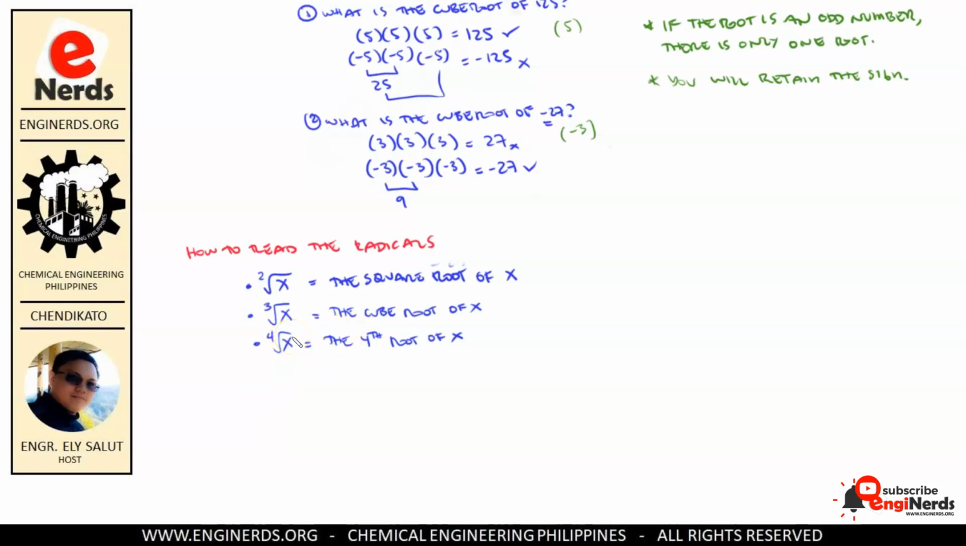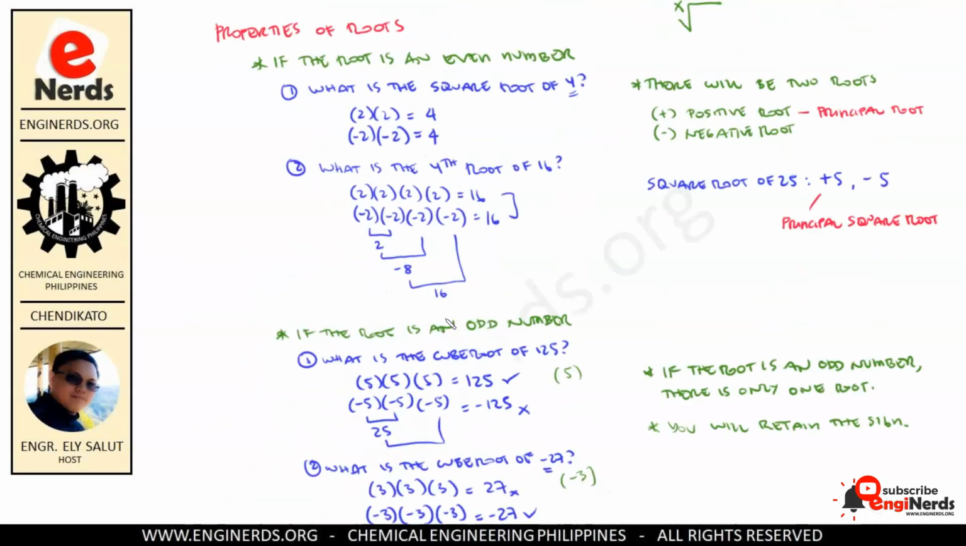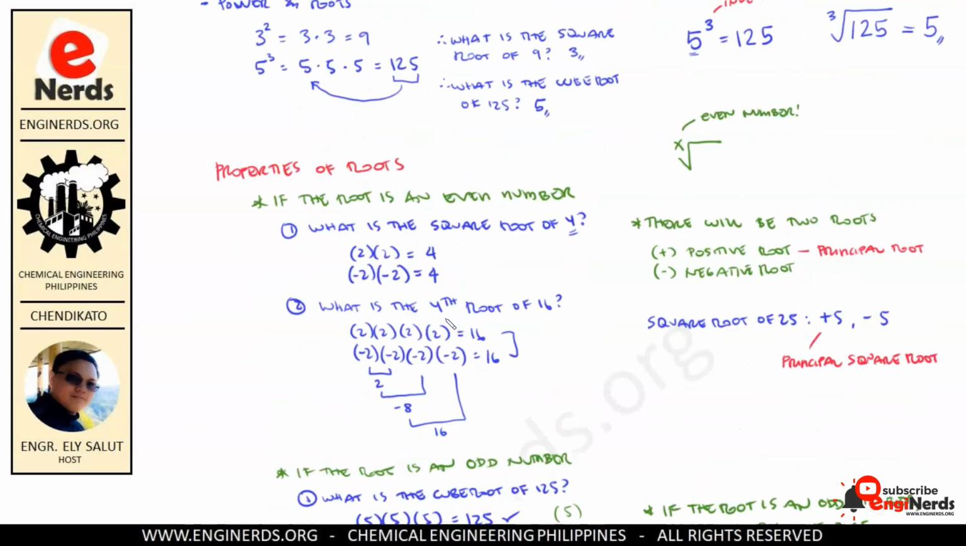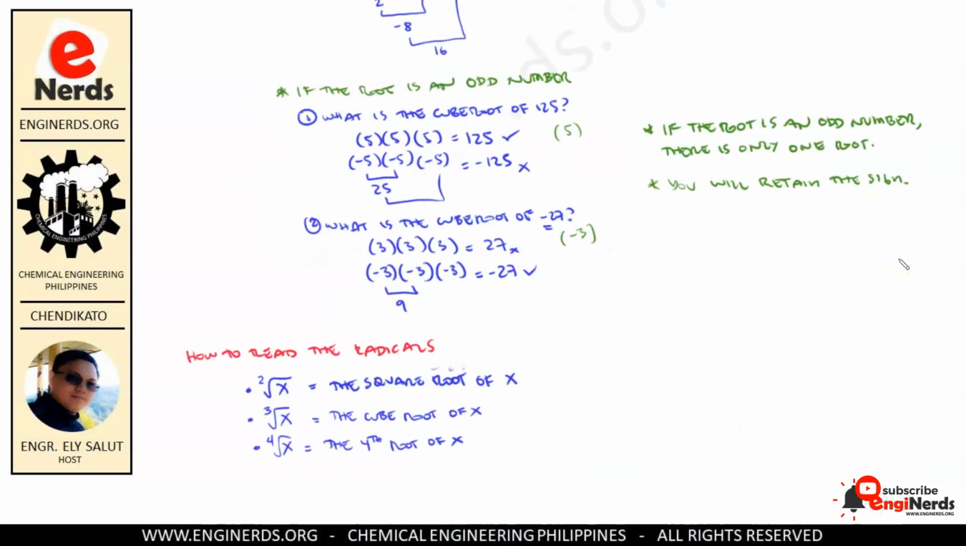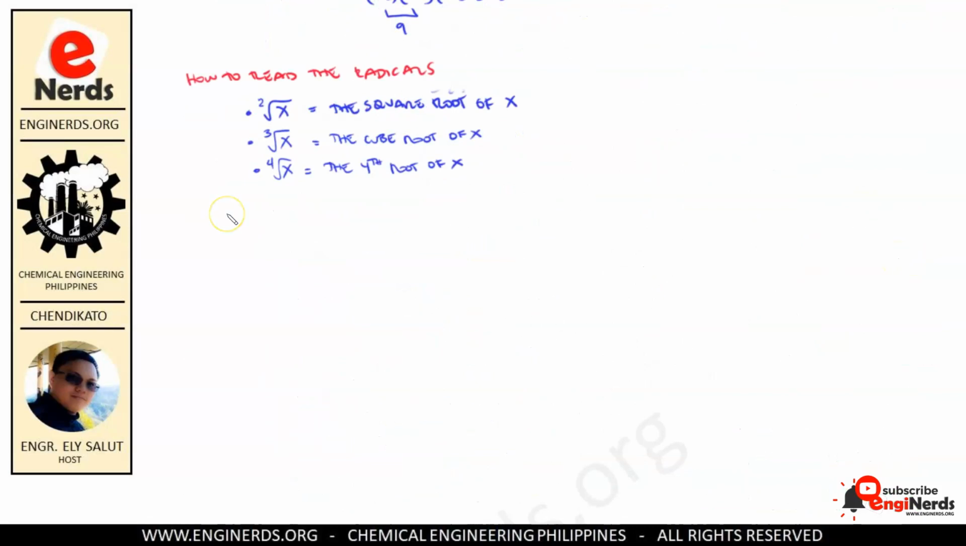Now, if you remember, we discussed earlier that if our root is an even number, you will have two answers. You will have a positive and a negative root. And the positive root is also what we call the principal root. Now, I want you to take note of this, guys. When we are using our notation for radical, you are only getting the principal root. Okay, so I would like you to take note of that.